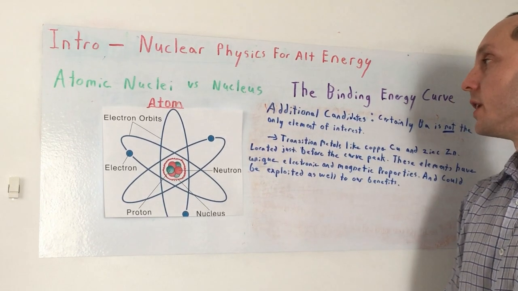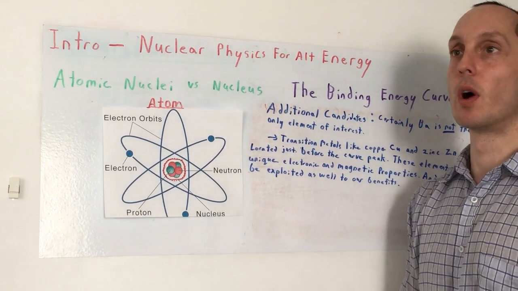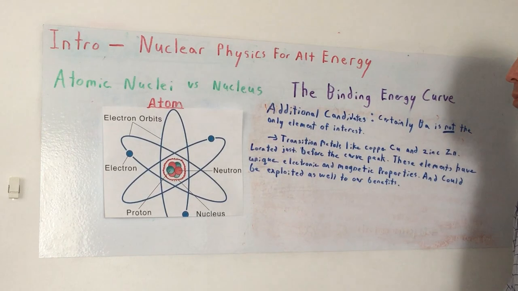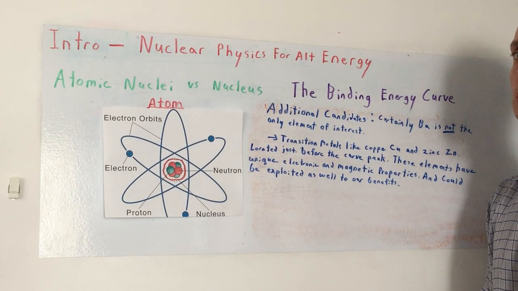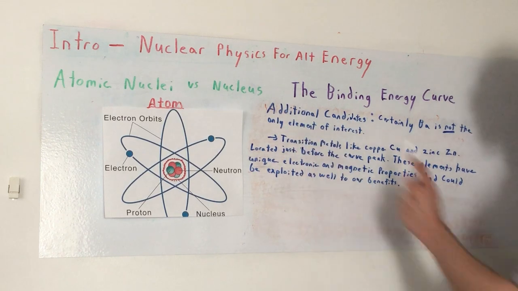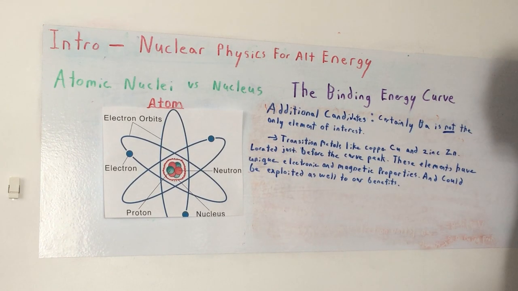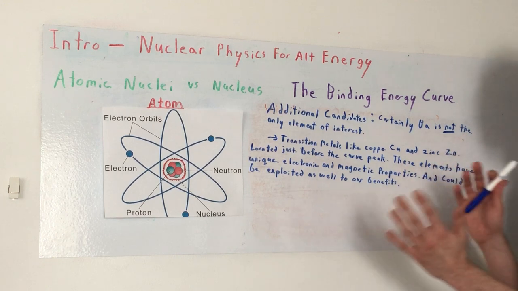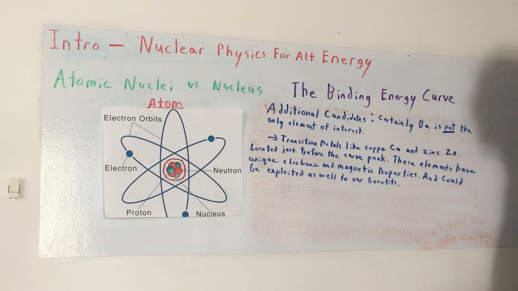Okay, so now that we covered the interesting features of barium and why they were so intrigued with it, let's move on here. And this is what they don't talk about very much for some reason. There are additional candidates, folks. The science is all there for it. It's just we haven't really explored all the variations yet. Well, not publicly anyways. So the issue is transition metals like copper and zinc, basically, are located just before the curve peak. These elements have unique electronic and magnetic properties as well, and could be exploited to our benefit.